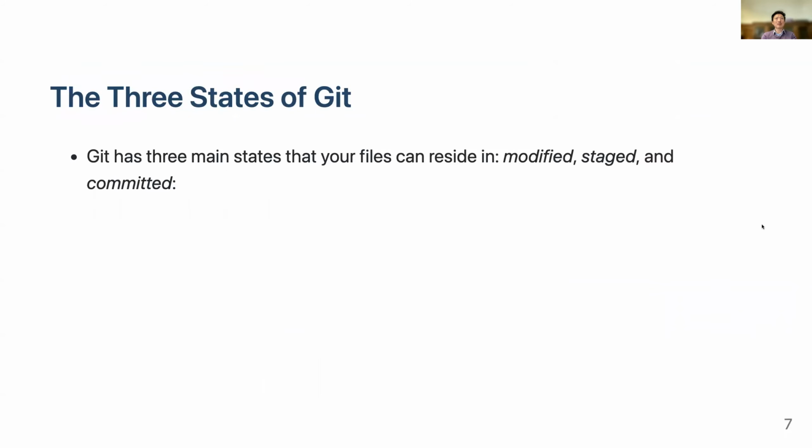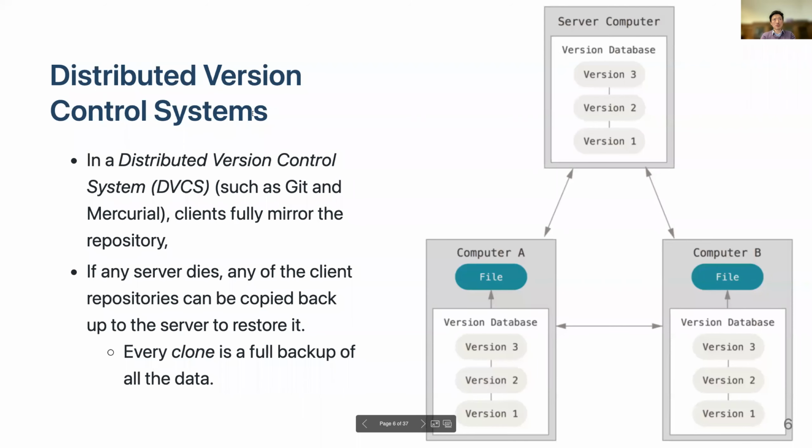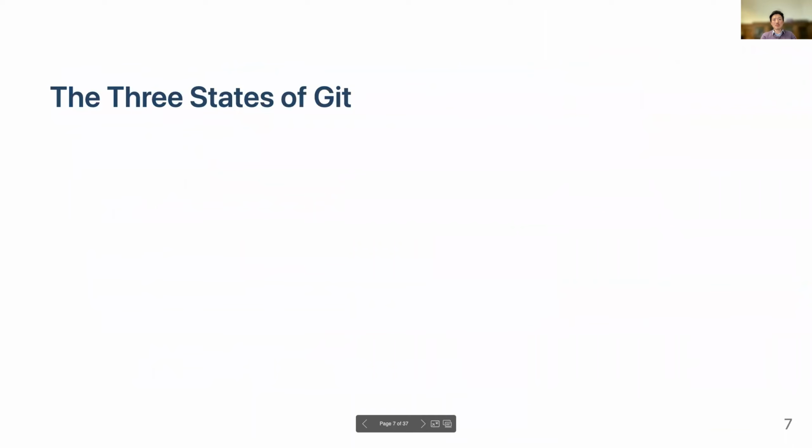Okay, the next part is about the 3 states of Git. As I mentioned before, Git is one of the examples of so-called distributed version control systems. It has these 3 states, which can be a little bit confusing, but hopefully there are tools to make it a bit easier.